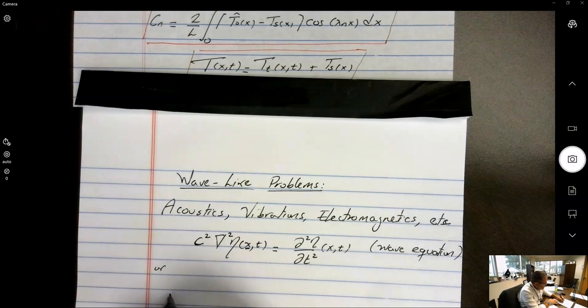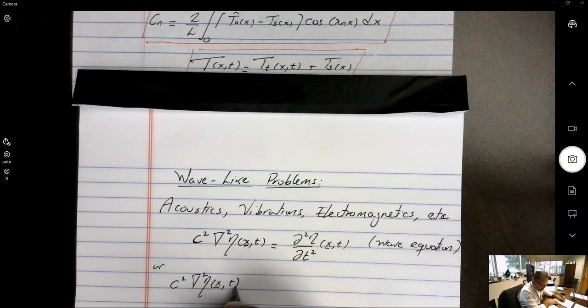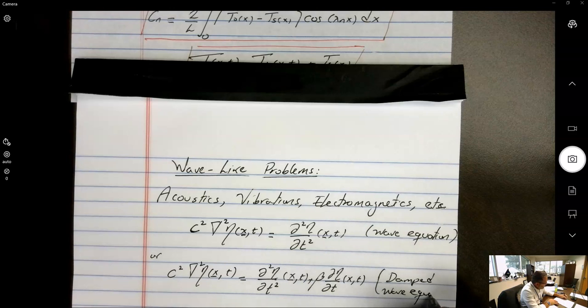Or, remember, you can have the Laplacian of eta, whatever eta means, of x comma t is equal to the second derivative of eta with respect to time squared, of x and t, plus some beta times the first derivative of eta with respect to t of x and t. And this is called the damped wave equation.